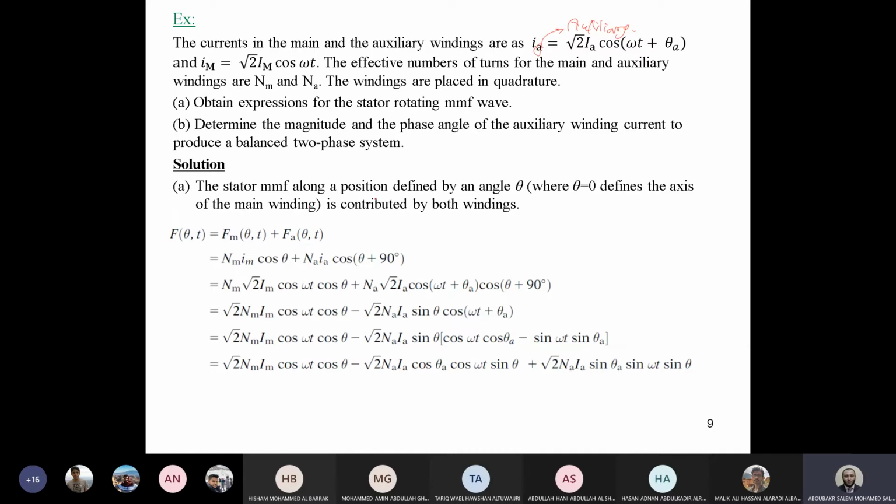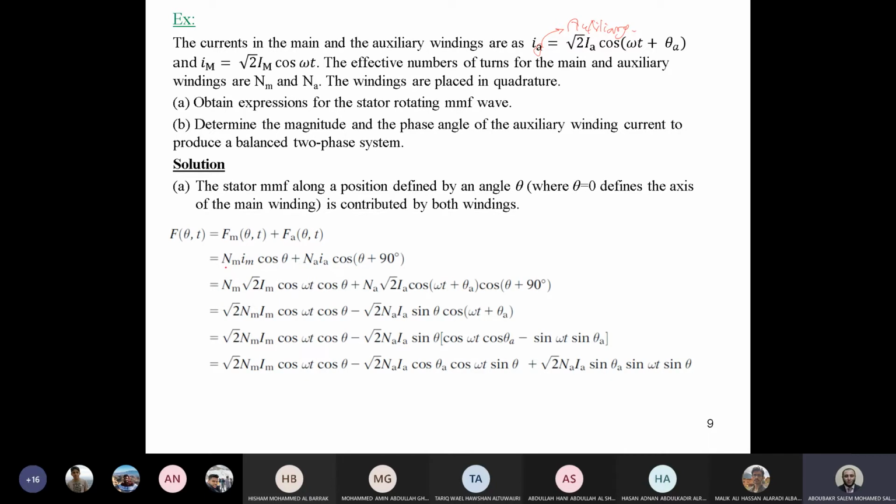Firstly, the stator MMF along a position defined by angle theta, where theta is 0 for the axis of the main winding. So we can say the total MMF, F of theta and t, equals F main of theta and t plus F auxiliary, because we have two windings now. Of course, you know, the MMF is nothing but N multiplied by I. So we can say now N main multiplied by I main, which is I maximum cosine theta. Sorry, I main cosine theta.